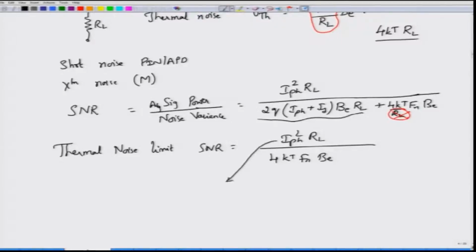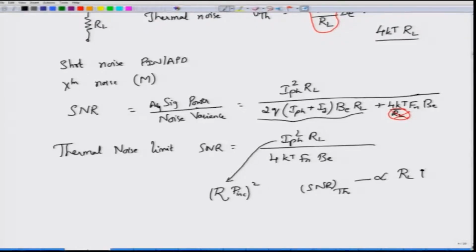How is the photocurrent generated? Photocurrent is generated because of the responsivity of the photodiode times the optical power that is incident. So, I_PH square is basically R into incident optical power square, and what you observe here is that the signal to noise ratio when you are looking at the thermal noise limit is directly proportional to RL. In fact, you can increase the signal to noise ratio by increasing the value of RL.